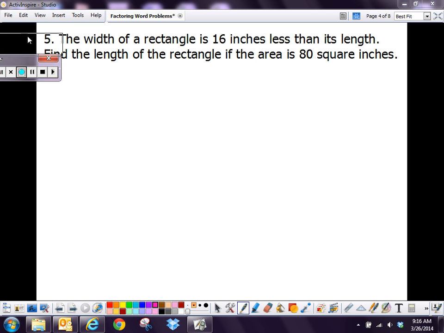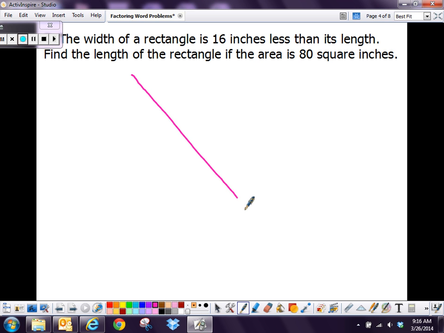Number 5. The width of a rectangle is 16 inches less than its length. Find the length of the rectangle if the area is 80 square inches. Okay, now we just did a problem exactly like this, so I am going to skip this since we've already done an example very close.